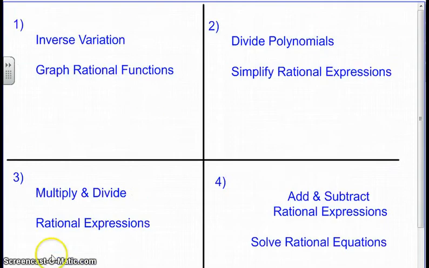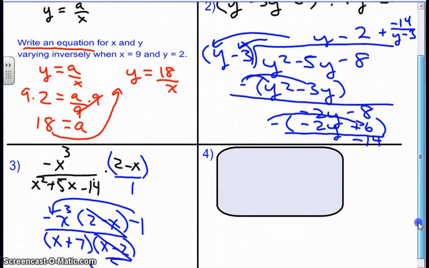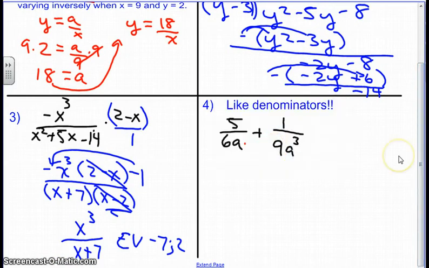Final section, adding and subtracting rational expressions. Toughest section because we need like denominators. So tell me the common denominator here, Cameron. What's the least common number 9 and 6 can both become? 18. And then the smallest expression that a to the third and a could both become? A to the third.